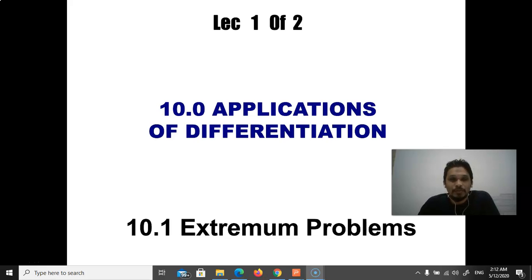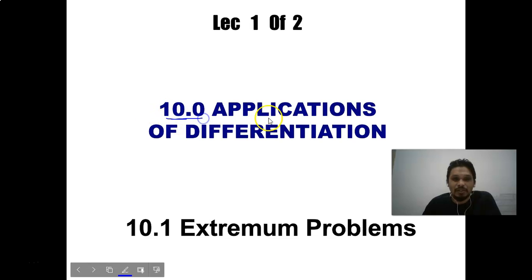Okay, so we are now at the end of our topics for this semester, topic 10, application of differentiation. Now we look into the first part, which is 10.1, extremum problem. We are going to discuss or analyze a function, mostly the graph of a curve, whether it's quadratic or cubic, and we're going to look into the definition of stationary points and critical points.